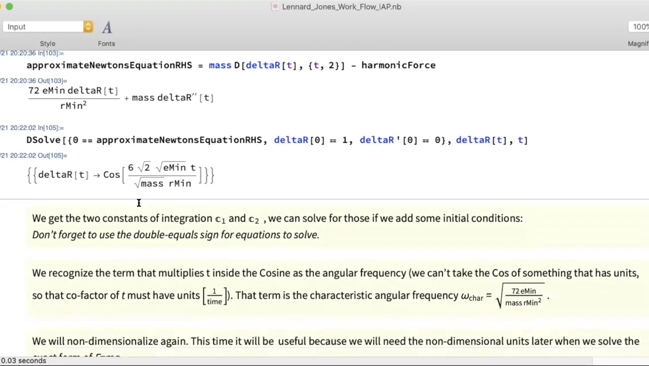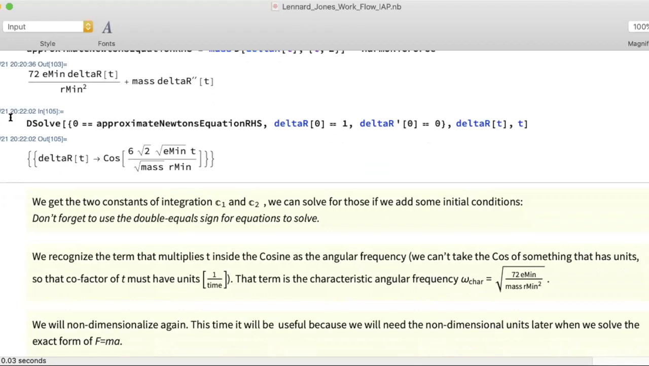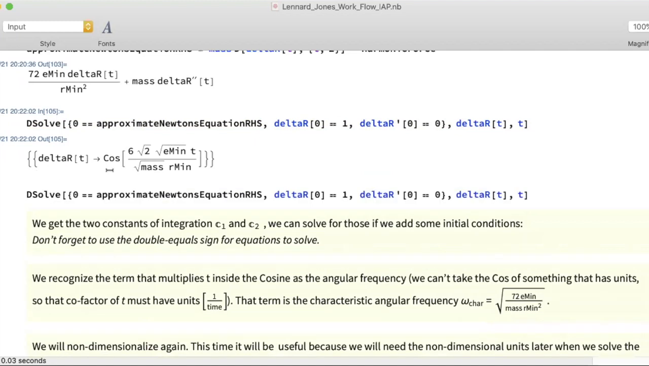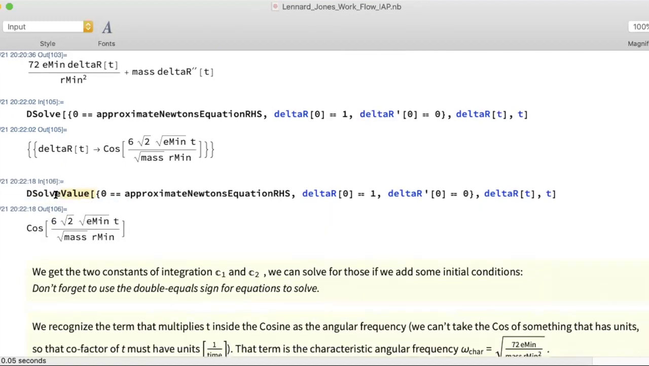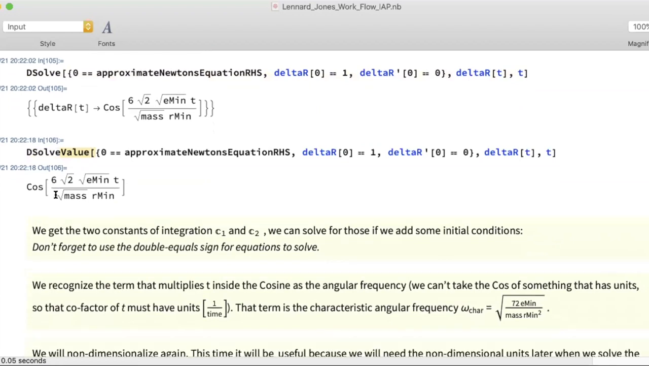and then it finds a particular solution. If you don't like having this rule here, there's another way to do this, where if you just want what the solution looks like, you can say, yes, just tell me what the value of that solution is. And so that's something that's relatively new in Mathematica. Okay, so let's move on.